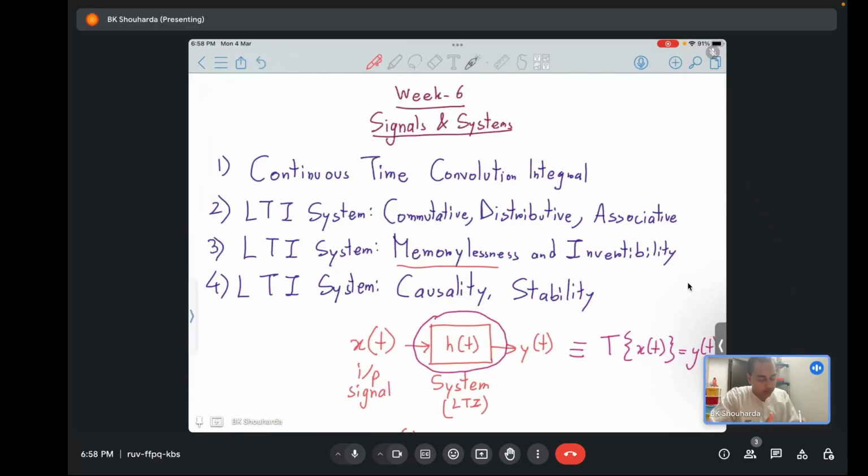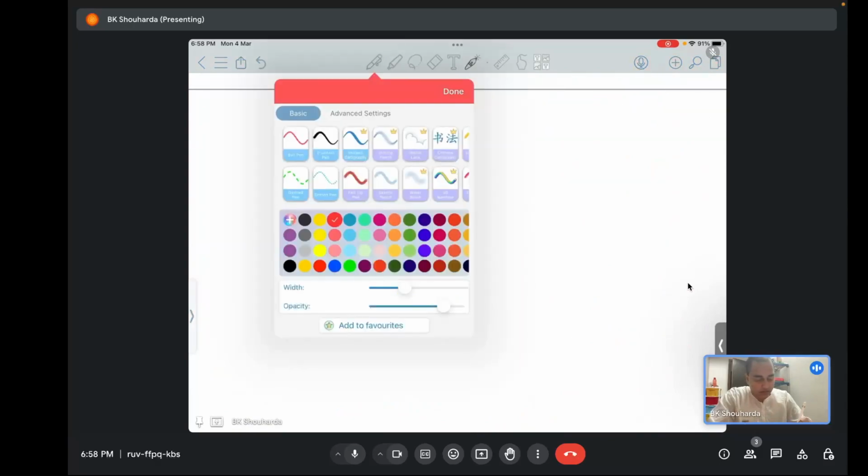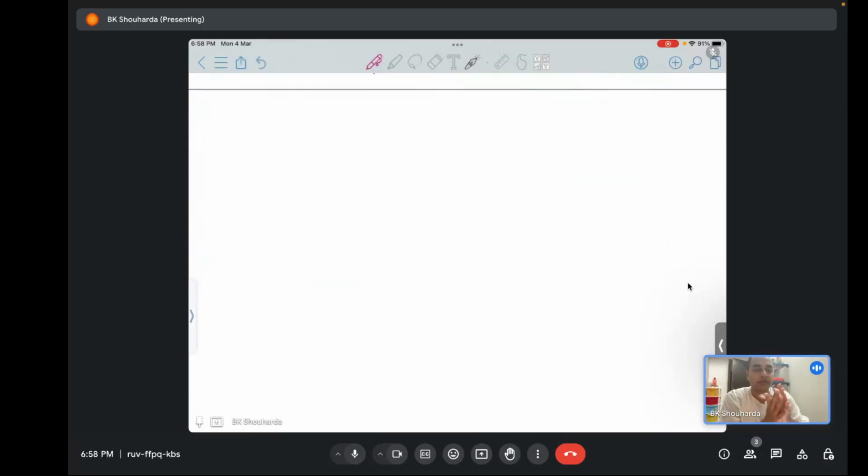Now we shall look into memorylessness, invertibility, causality and stability. Okay, so often you will encounter questions where you are given some mathematical relationship between the input and the output, and based on the relationship you are supposed to determine the properties of the system, whether it's linear or non-linear, time invariant. These two steps were explained in the previous lecture, and in this one we will talk about memorylessness. Okay, so the memory property.